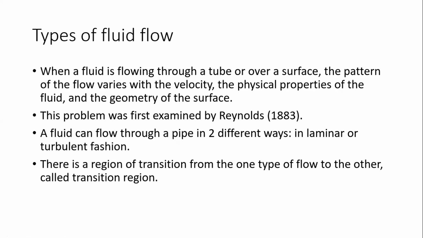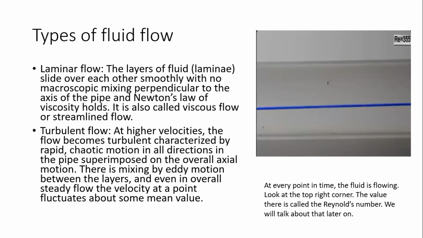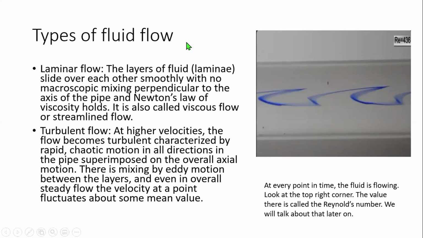So when we look at fluid flow through a pipe, we can consider it in two ways. We have what we call laminar flow, and then we have what we call turbulent flow, right? And then there's a point where we can have a transition from laminar to turbulent flow. Okay. So when we talk about laminar flow, what we are saying is that the layers of the fluid are going to move over each other smoothly. So there's no mixing perpendicular to the axis of the pipe, and Newton's law of viscosity holds. So it is also called viscous or streamlined flow.